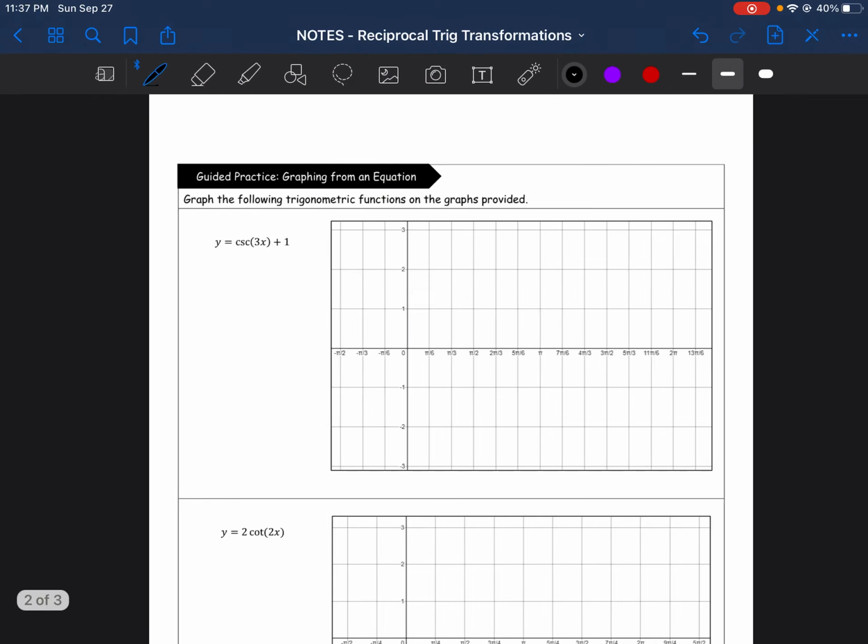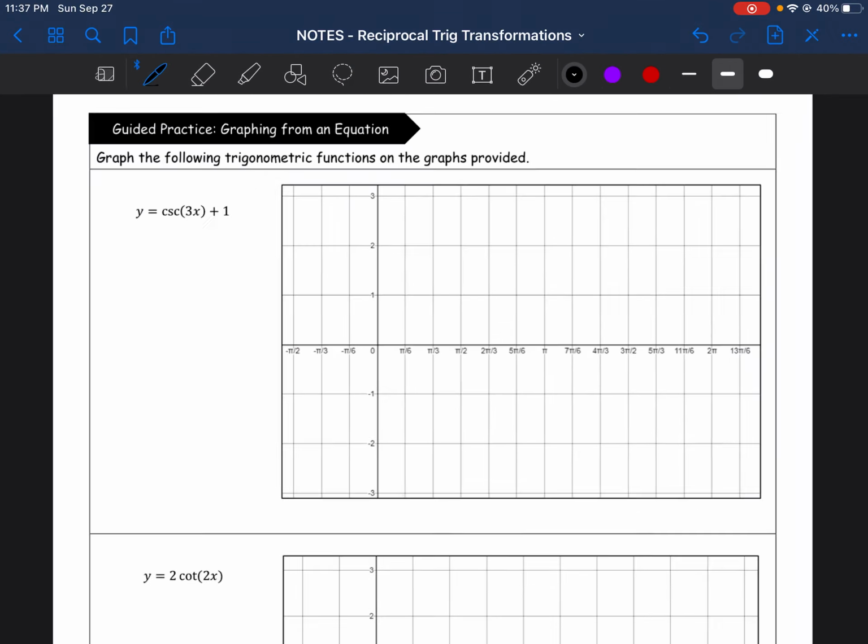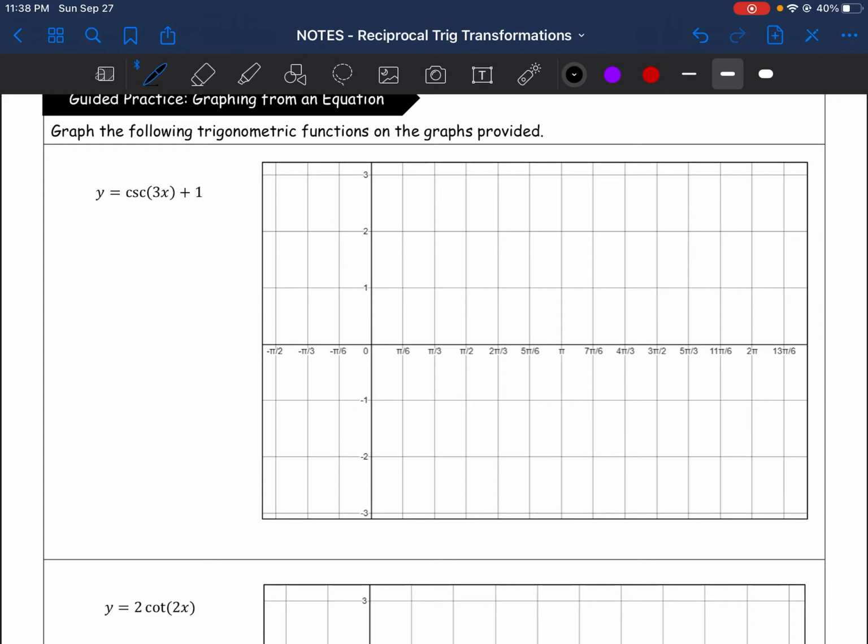Okay. Let's try another example. So this time we're looking at y equals cosecant of 3x plus 1. And thinking about this one, well, the reciprocal of cosecant is going to be sine. So let's go ahead and think we want to graph y equals sine of 3x plus 1. Okay, well, let's think about what the parent function of sine looks like.